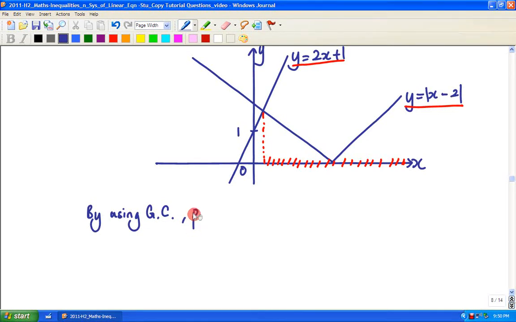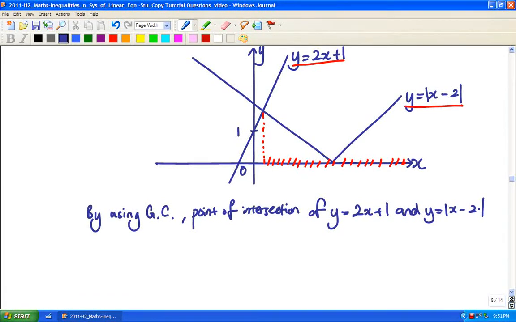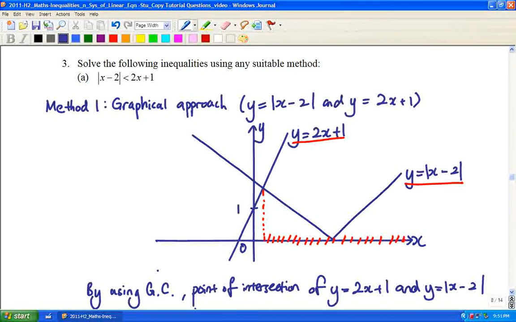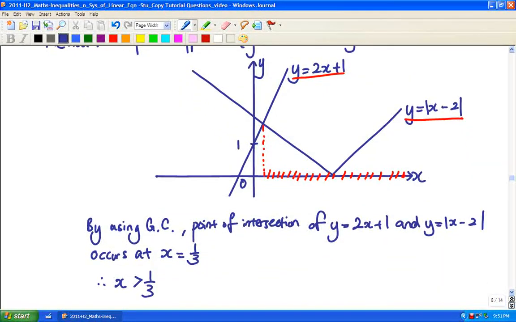So by using the GC, the point of intersection of y equals 2x plus 1 and y equals modulus of x minus 2 actually occurs at x equals 1/3. So therefore the final conclusion is x is strictly greater than 1/3, because our question is asking for a strict inequality, strictly less than.